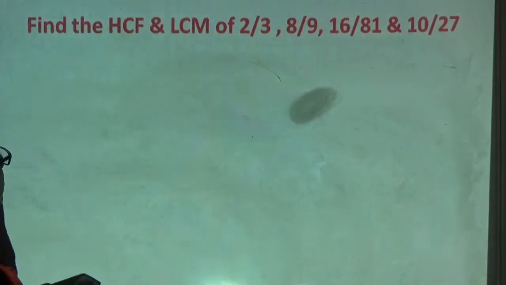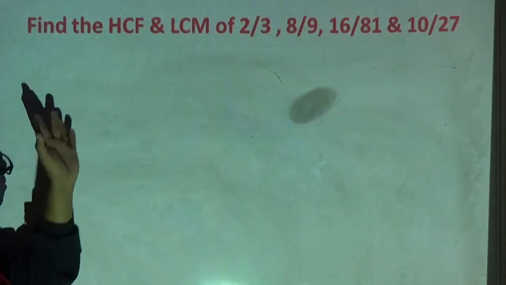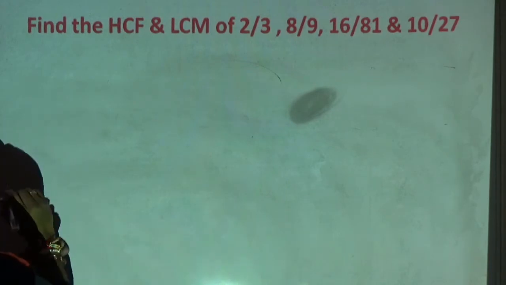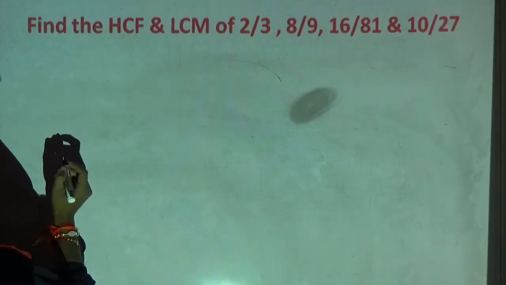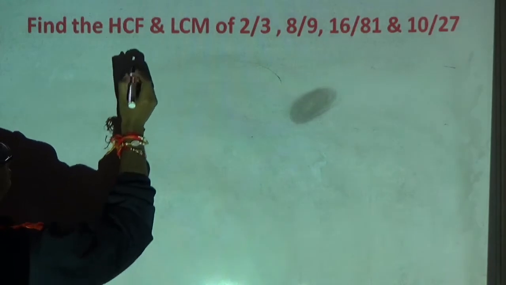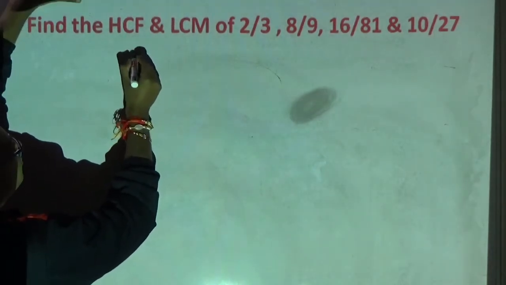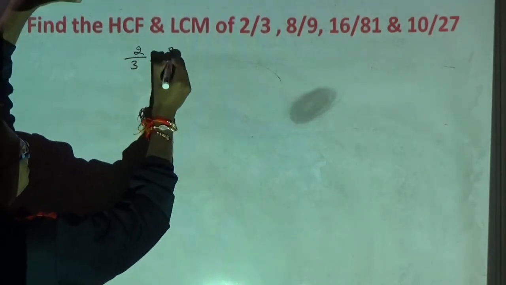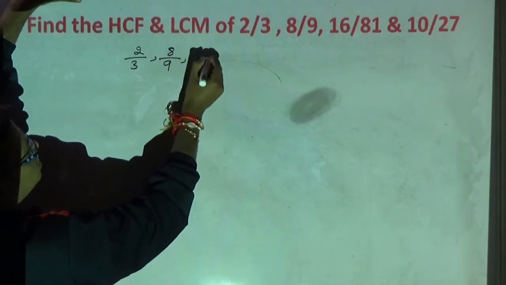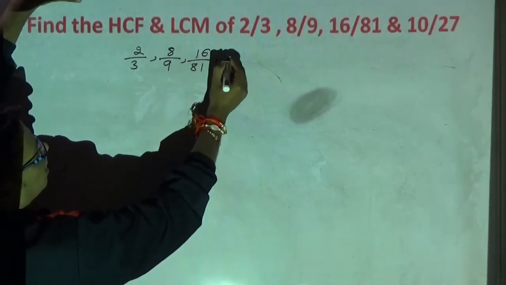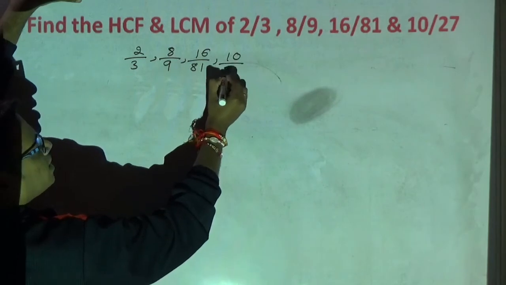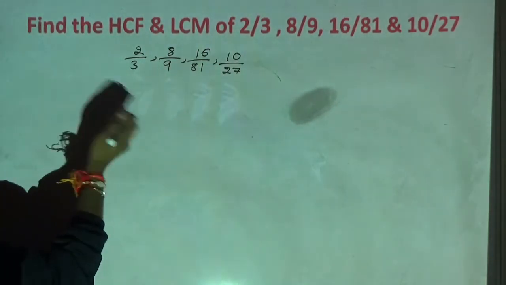Now, find the HCF and LCM. I need to find both the HCF and LCM for 2 by 3, 8 by 9, 16 by 81 and 10 by 27. Both I want, right? Now I want both HCF and LCM.